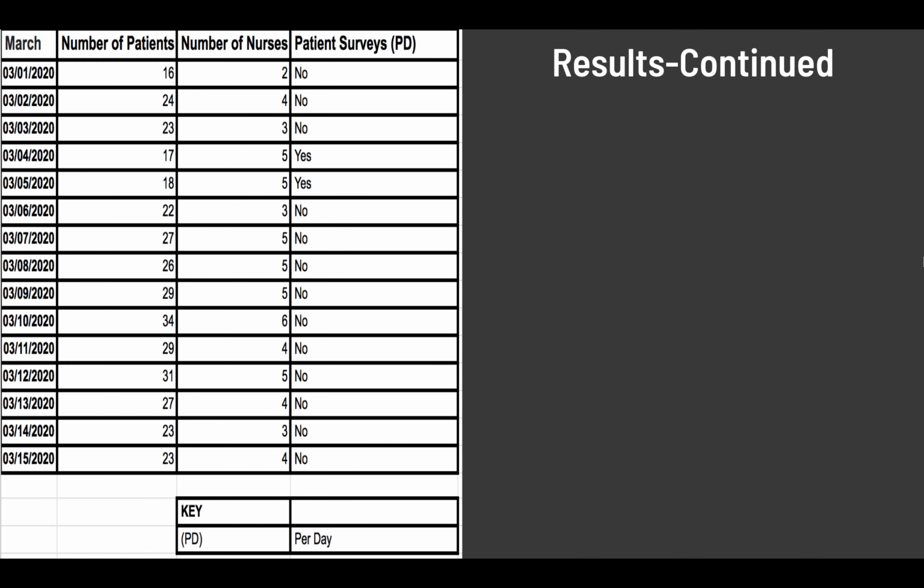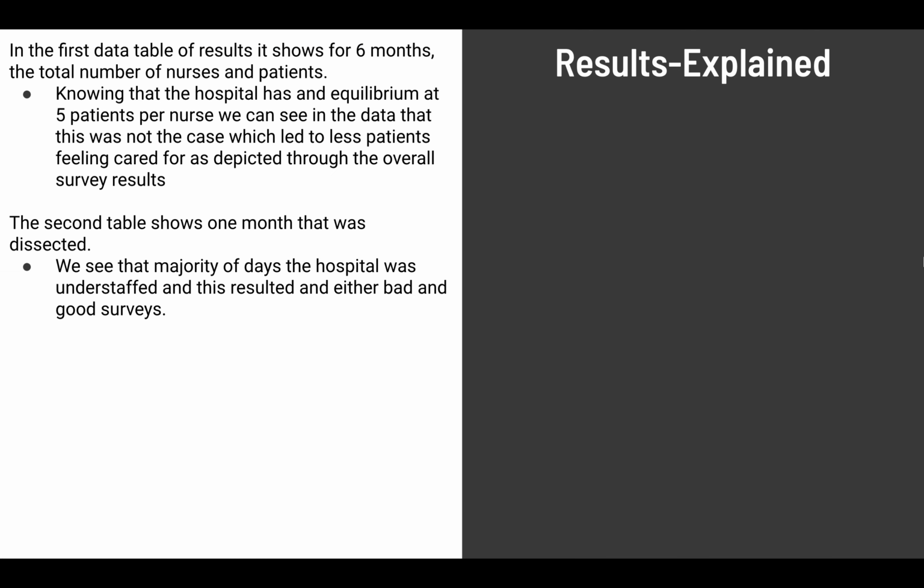So on March 1st, we see that there were 16 patients in and 2 nurses. Knowing that one nurse can take 5 patients at equilibrium, that's 10, which leaves 6. That's 6 patients who didn't have efficient care, and that's what's leading to those no's in regards to patients feeling they were not cared for that given day. That pretty much rings true throughout the entire half month depicted here. The only yeses that we see are on the 4th and the 5th.